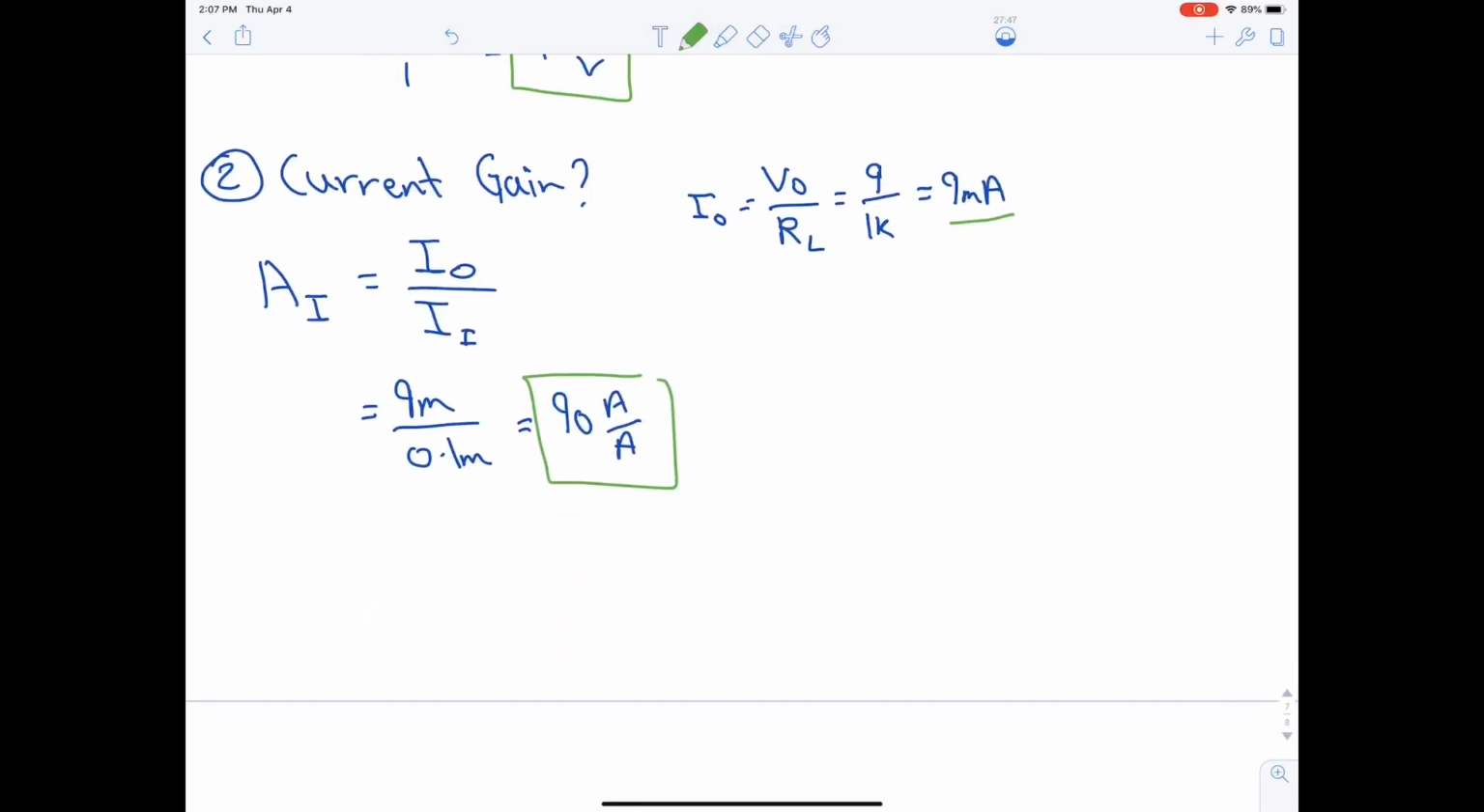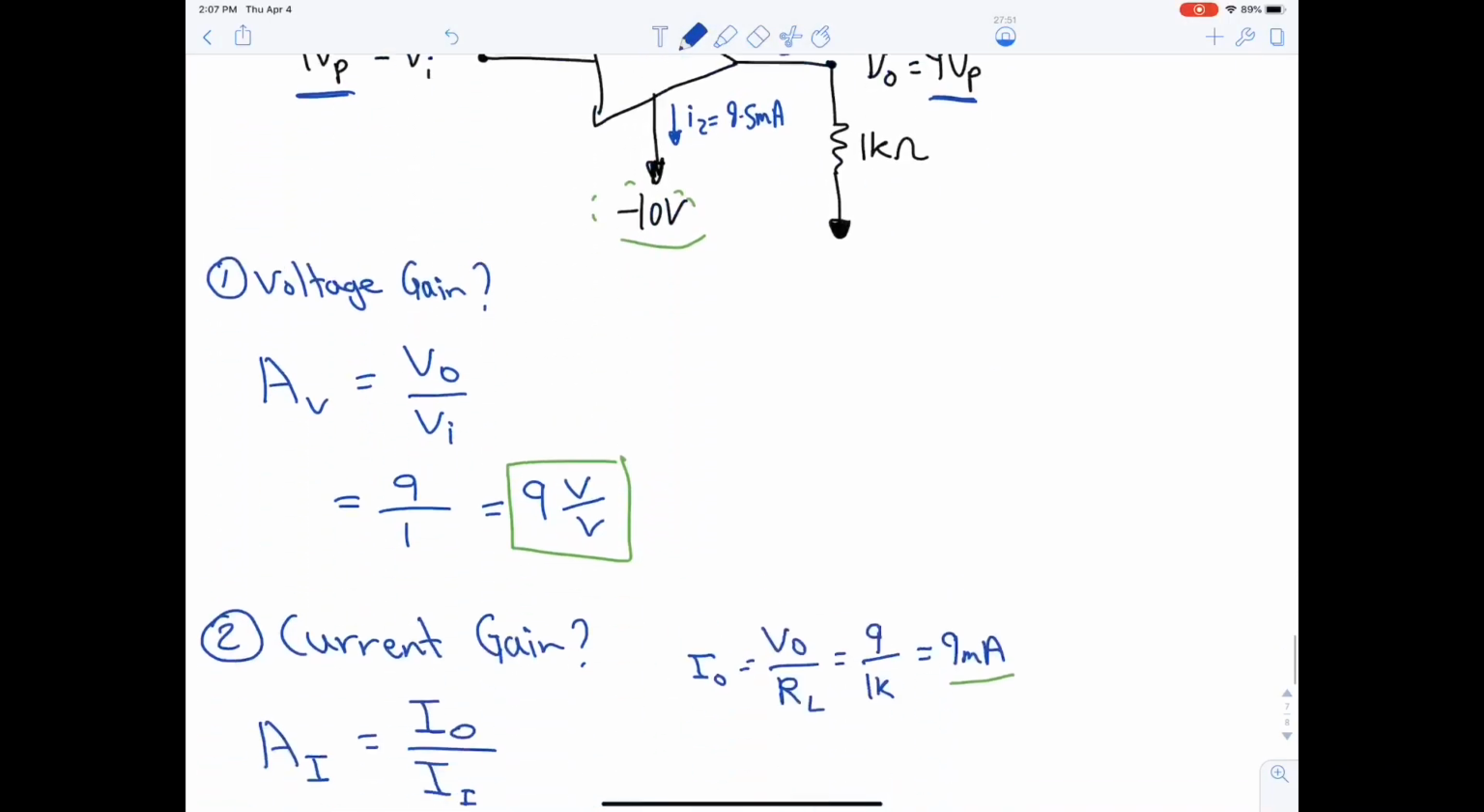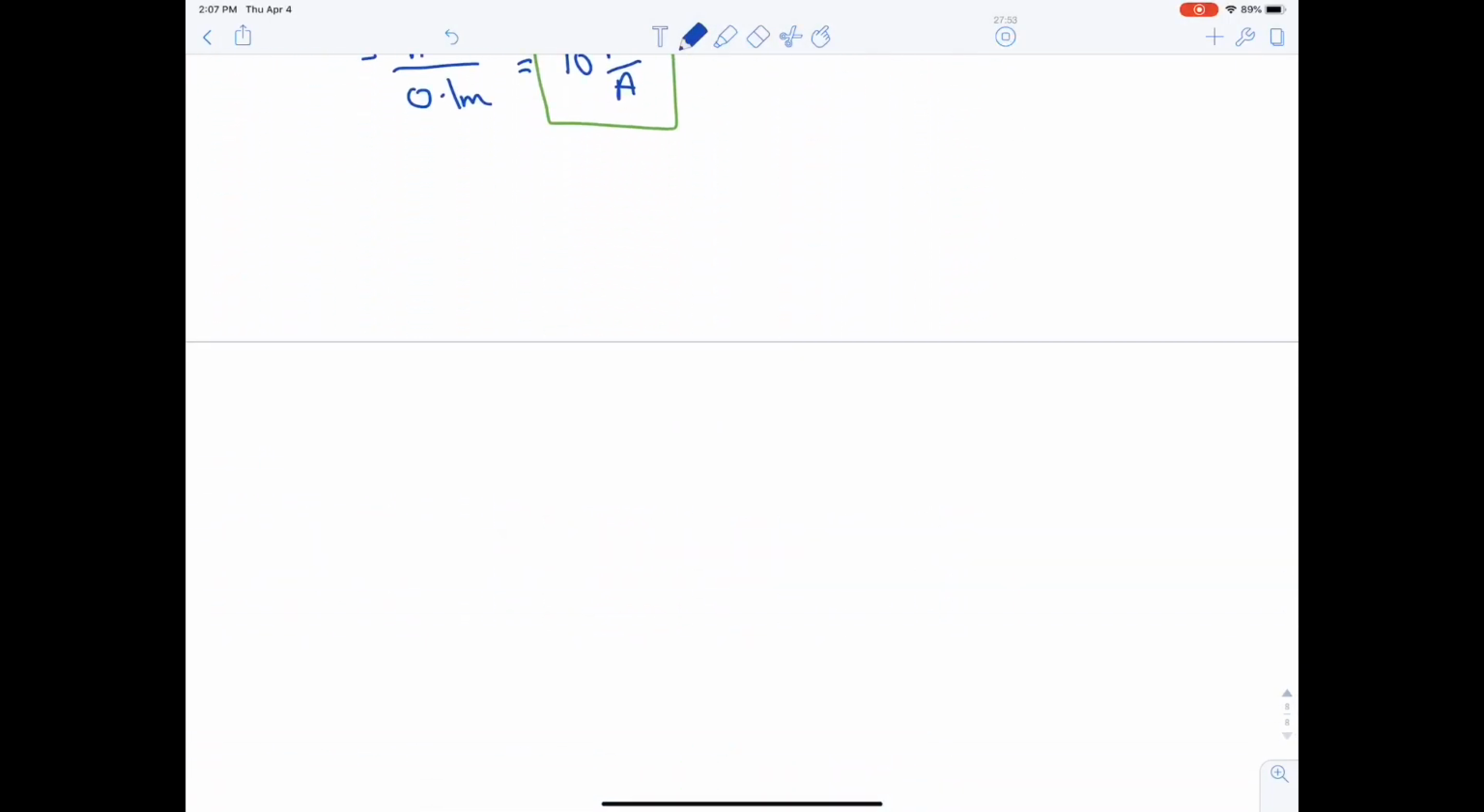The third requirement is the power gain, I guess. Yes, it's the power gain. Power gain is AP. AP is equal to PO divided by P input. Okay. What is P output?